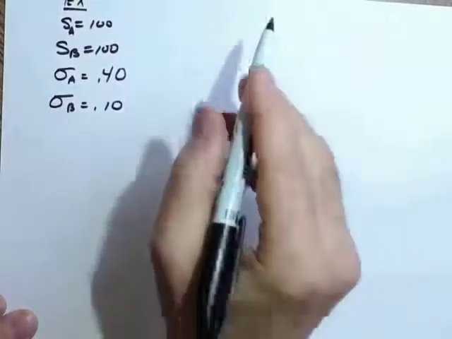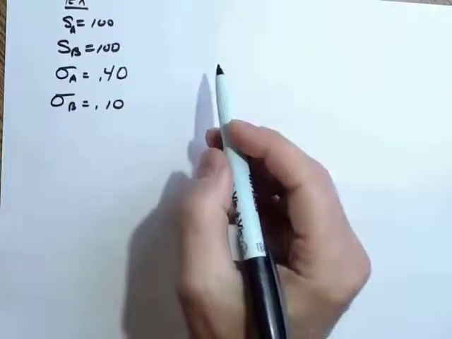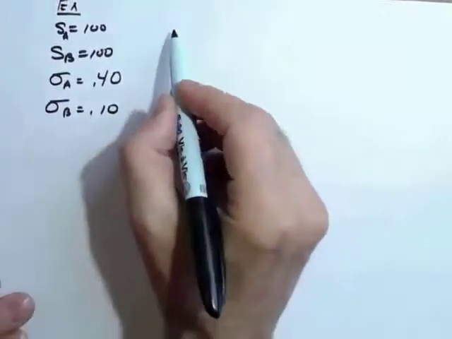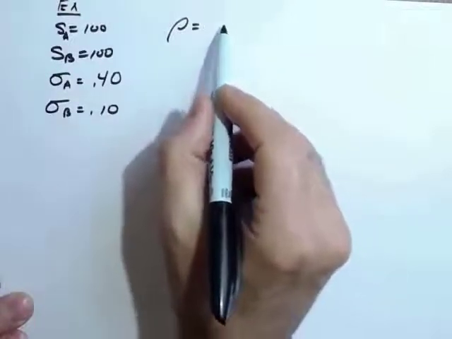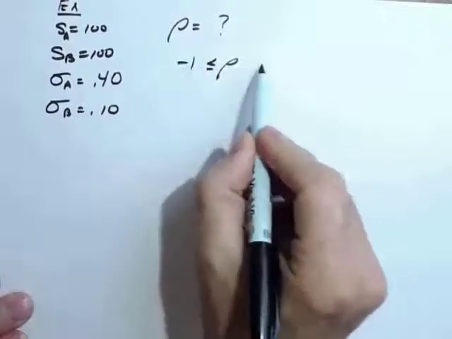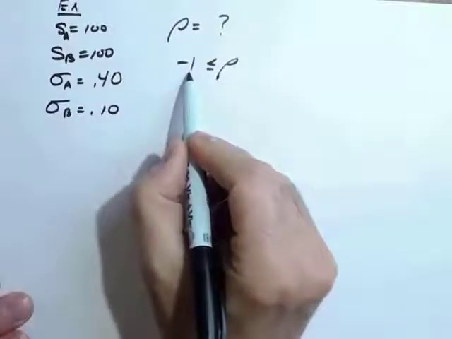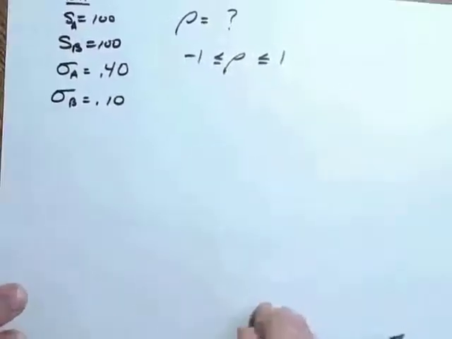So what we need is a correlation coefficient between these two. How are these correlated? Remember, rho can go from -1, when the two stocks are perfectly negatively correlated, to +1, where they're perfectly correlated.